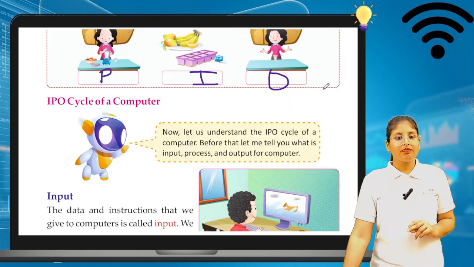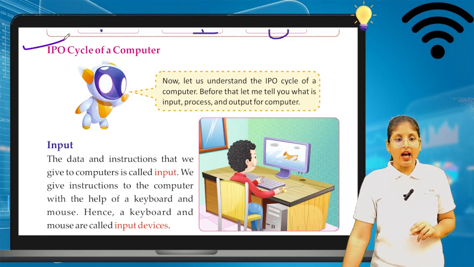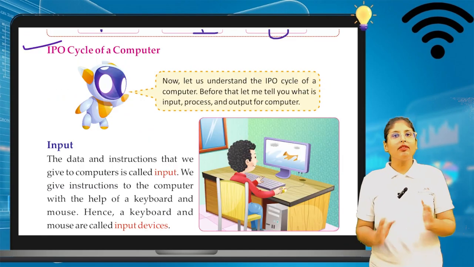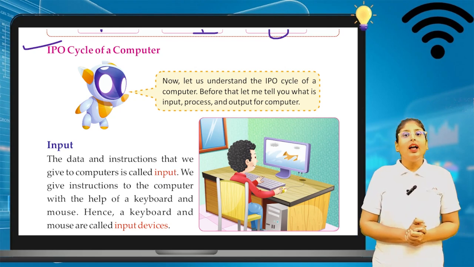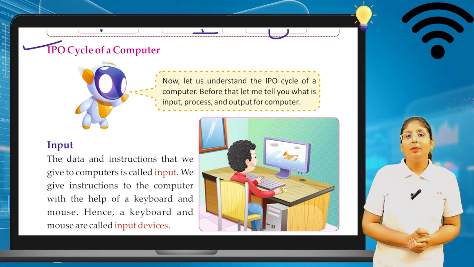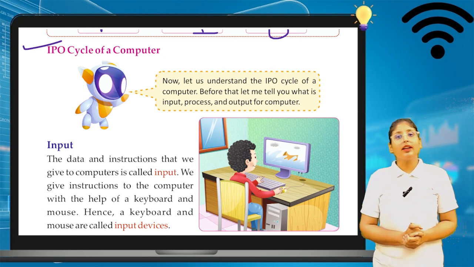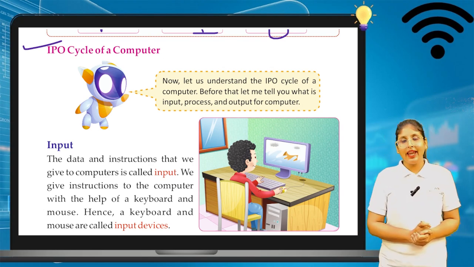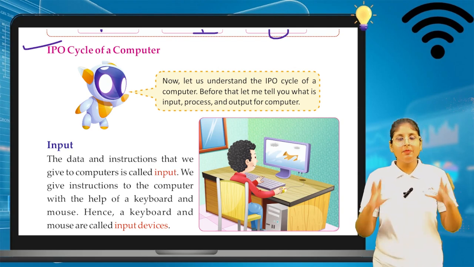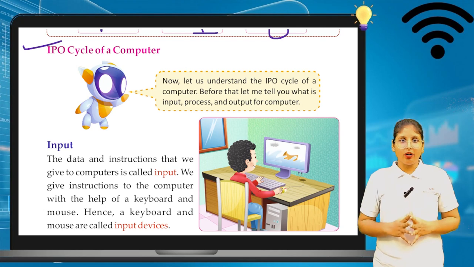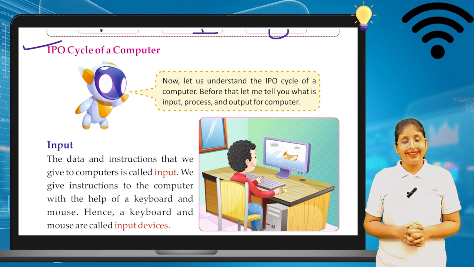Okay. Now we will see. Now I'm hoping the input, process, output cycle is clear to you. The IPO cycle is clear to you. Now we will see how the IPO cycle works on a computer. Okay, in the computer, how this cycle works. Let's have a look. Let's have a deep understanding of it. IPO cycle of a computer.